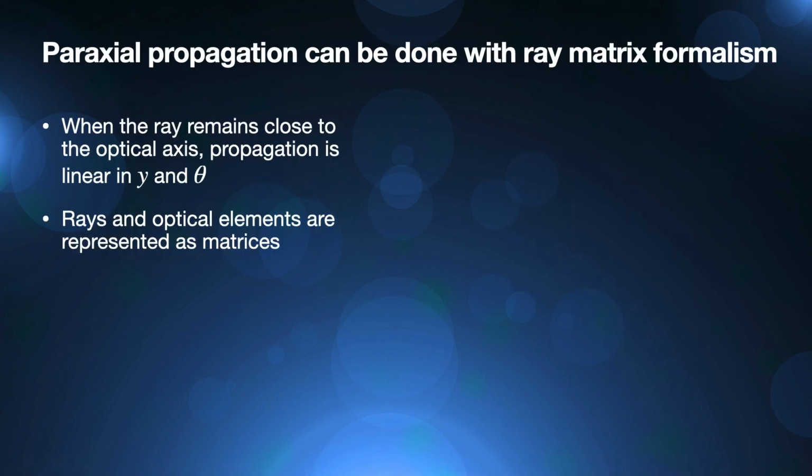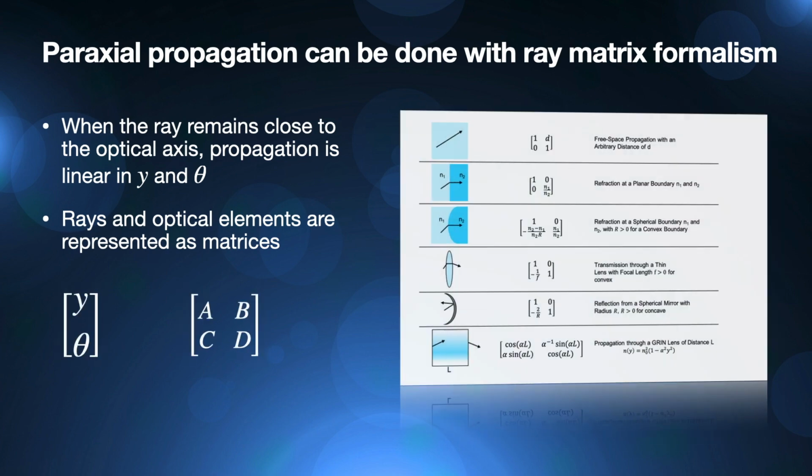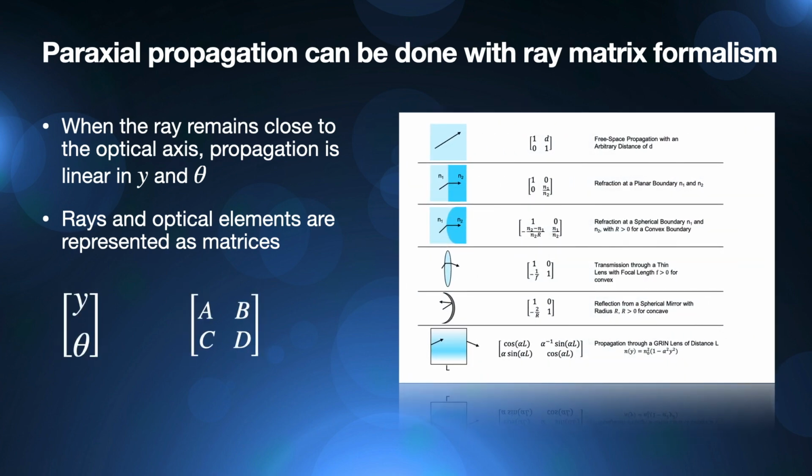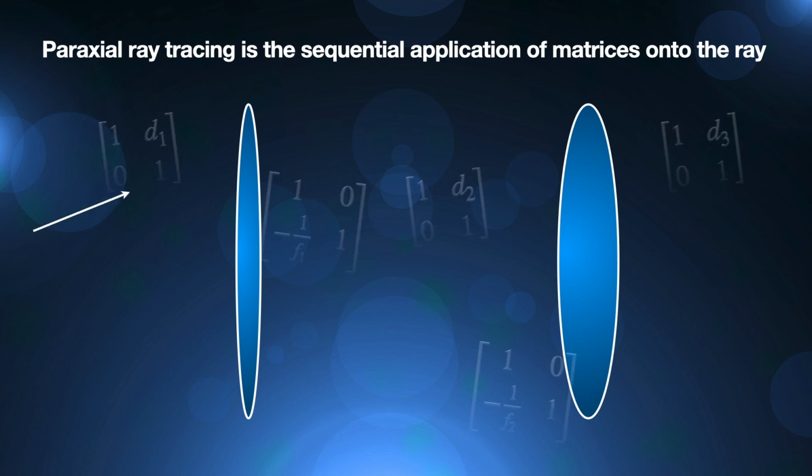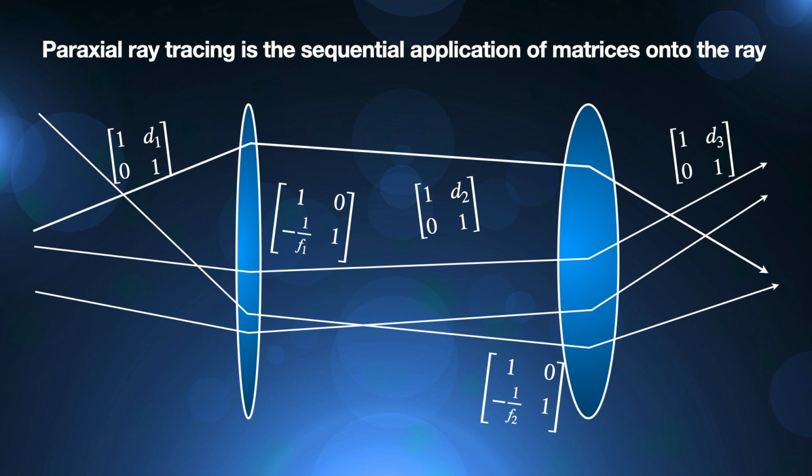Within the paraxial approximation, we can use what's called the ray matrix formalism, where we model the ray and the optical elements as matrices. There's a set of matrices that are well known for all known optical elements, and we can use those sequentially to transform the ray with a simple matrix multiplication. So really, doing paraxial ray tracing in an optical system is the sequential application of multiple matrices that represent the elements, free space, lenses, free space, etc., onto rays.